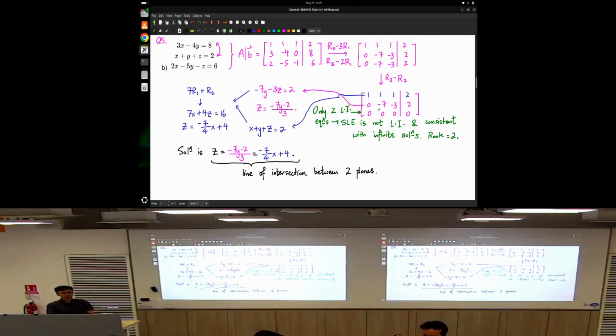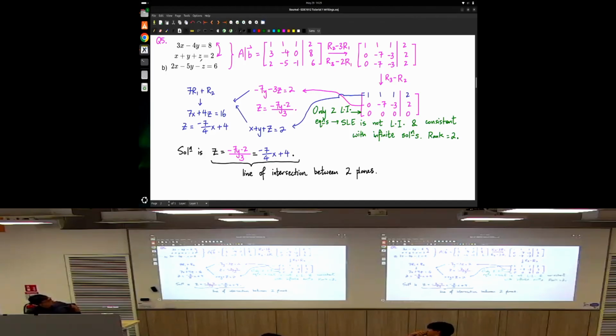It is, because you have one row of zeros here. So effectively, there's just two unique planes, two independent planes. One of the planes here is achieved by a linear combination of the other two planes.